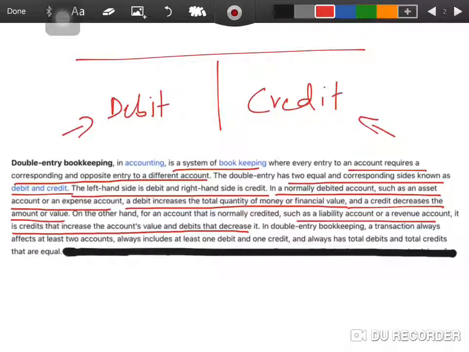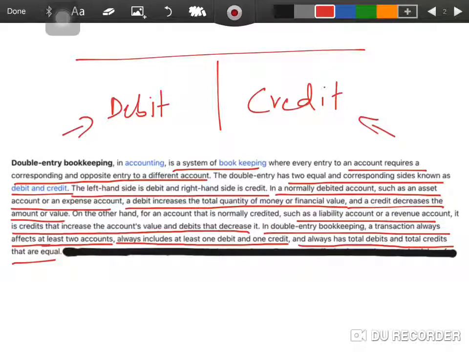In double entry bookkeeping, a transaction always affects at least two accounts and always includes at least one debit and one credit. So you can say that the double entry concept means that for every debit entry there is a corresponding credit entry, and the amounts are going to be equal as well, which means that always the total debits are going to be equal to the total credits.